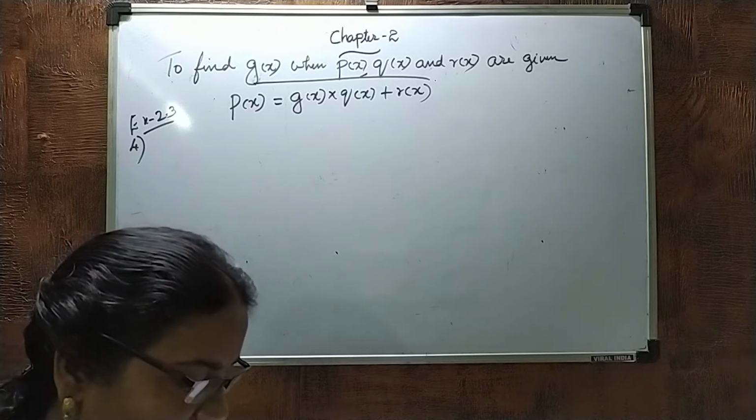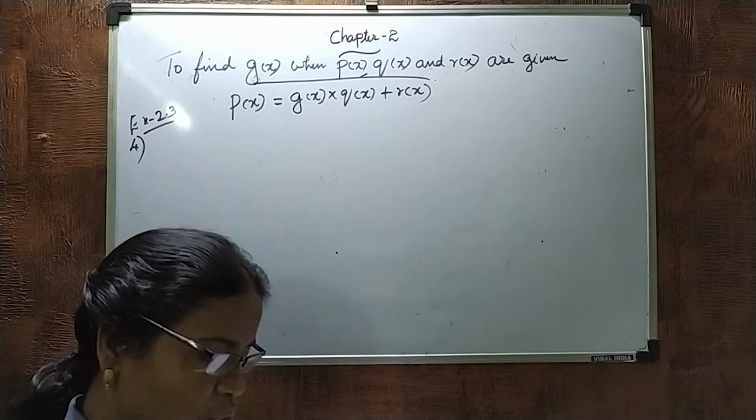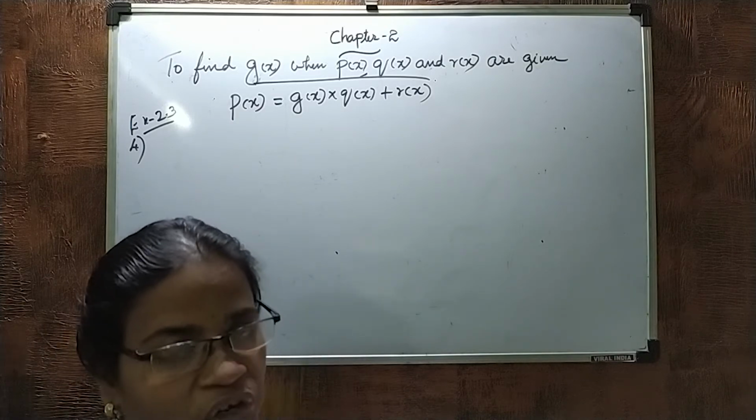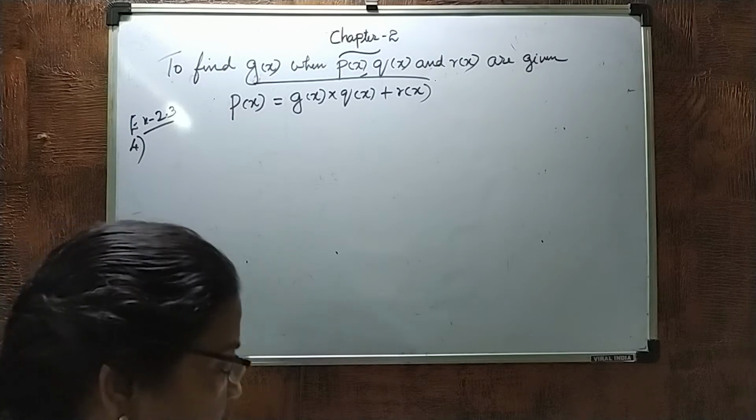That means the quotient is given as x minus 2 and the remainder is given as negative 2x plus 4, and you have to find out g of x. So we will write all these things now.